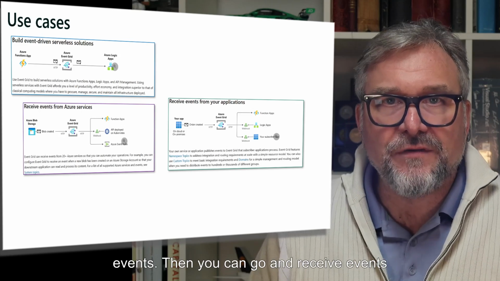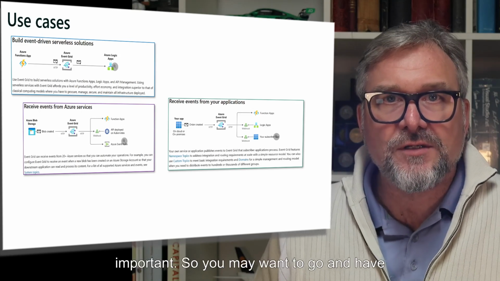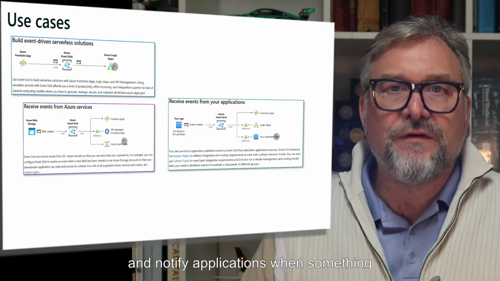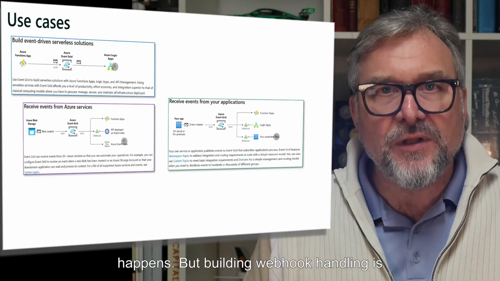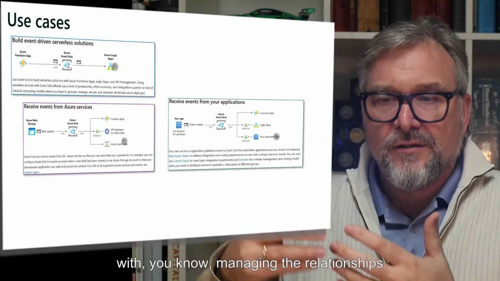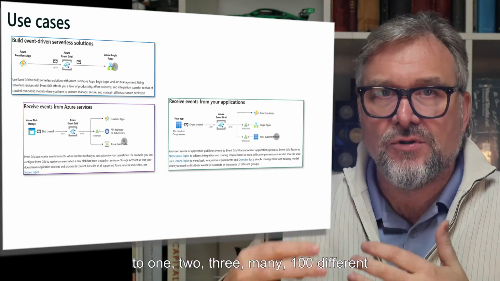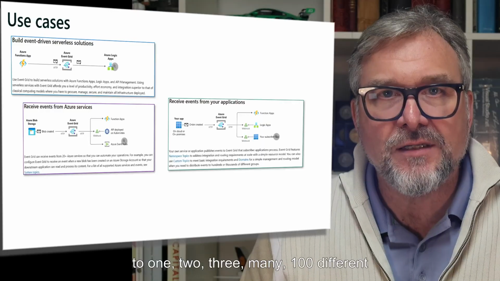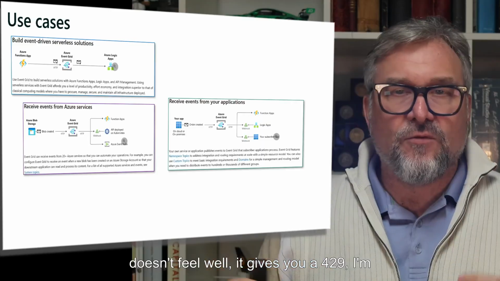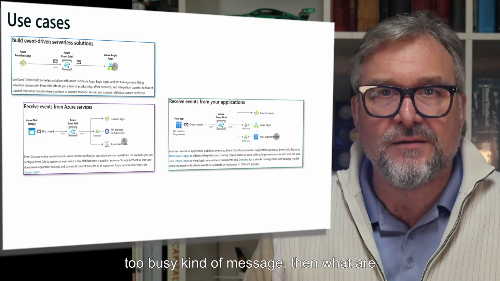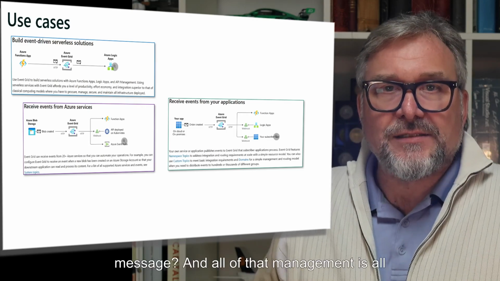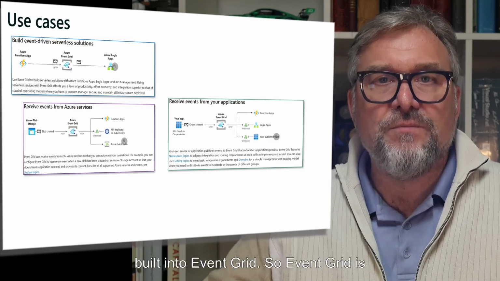Then you can receive events from your own applications, super important. So you may want to have your own webhook interface. You want to notify applications when something happens. But building webhook handling is pretty difficult because you have to deal with managing the relationships to 1, 2, 3, many hundred different targets. And then if one of those targets doesn't feel well, it gives you a 429 I'm too busy kind of message. Then what are you going to do with it? Are you going to wait? What are you going to do with that message? And all of that management is built into Event Grid.